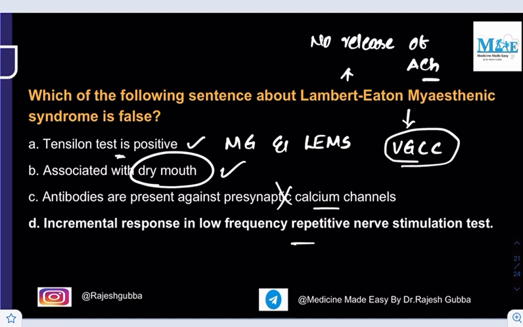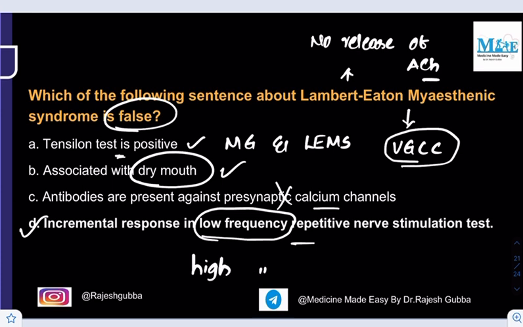So, what is the false statement here? Incremental response in low frequency repetitive nerve stimulation is the wrong statement, right? Incremental response in high frequency repetitive nerve stimulation test, that is what we do for Lambert-Eaton myasthenic syndrome, okay? But with low frequency repetitive nerve stimulation in Lambert-Eaton myasthenic syndrome, you have to understand that there will be decremental response.